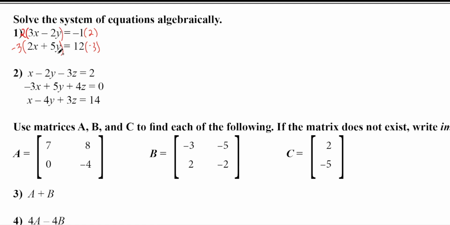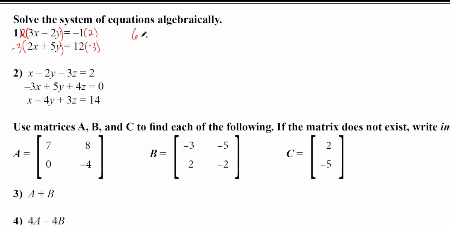I could have done the same thing with the y's. I could have multiplied the top by 5 and the bottom by 2, right? And then I would have had a negative 10 on the top and a positive 10 on the bottom. You could have done that. That would have been fine, all right? Eliminate the y's and then solve for x. But we decided to eliminate the x's.